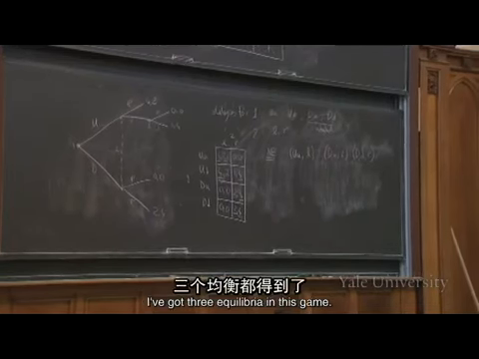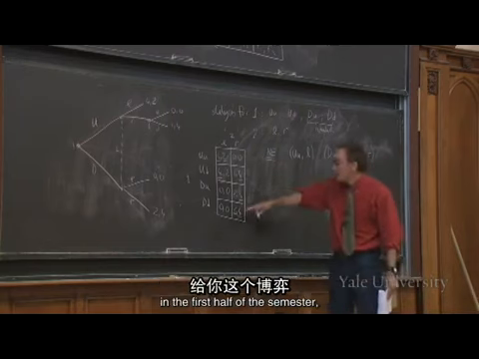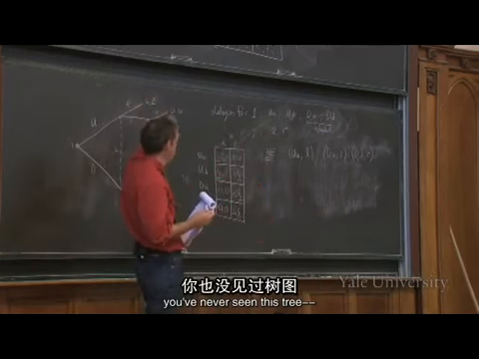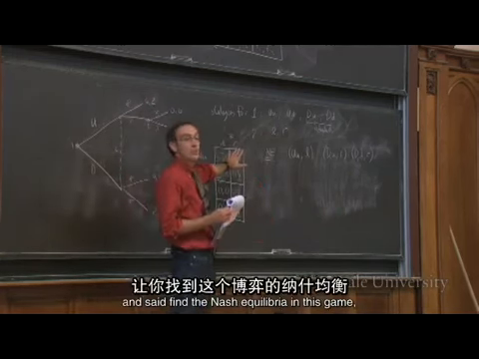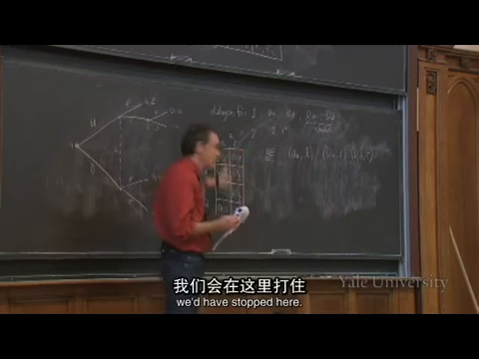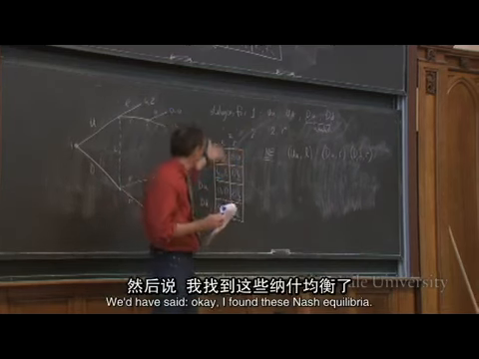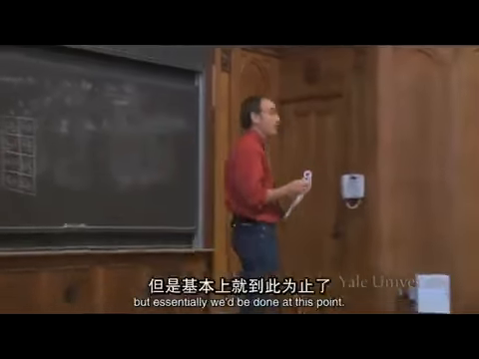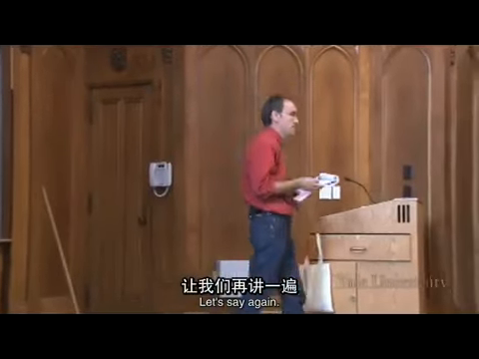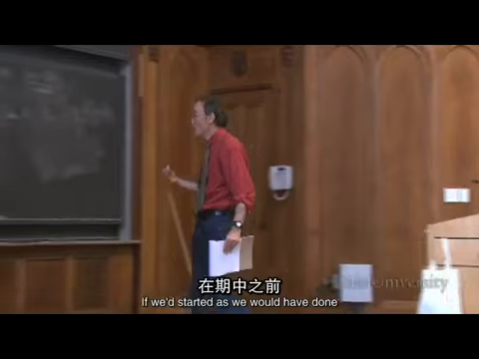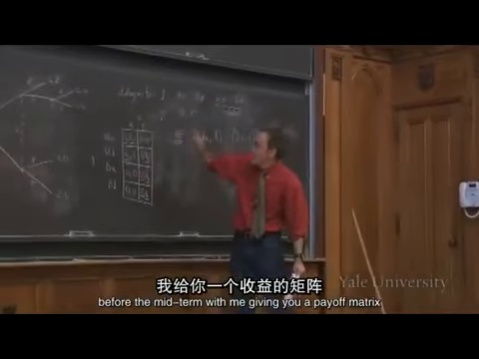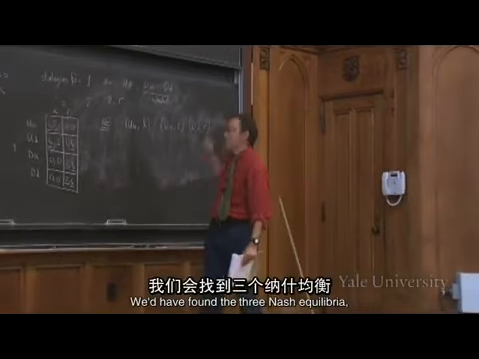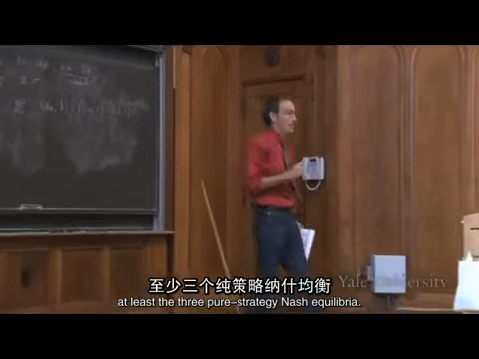I got 3 equilibria in this game, and if I'd simply given you this game in the first half of the semester, without ever showing you the tree, and said find the Nash equilibria, and that had been a question on the midterm, we'd have stopped here. Maybe you'd have gone on and found mixed ones, but essentially we'd be done. If I'd given you a payoff matrix and asked you to find the Nash equilibria, we'd have found the 3 pure strategy Nash equilibria.